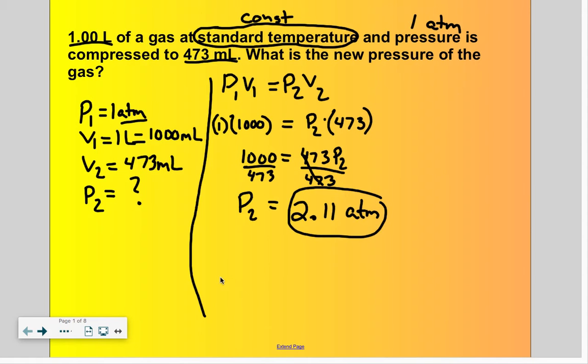So these are the types of problems that you will see. You'll have some of these on your Chapter 3 test.